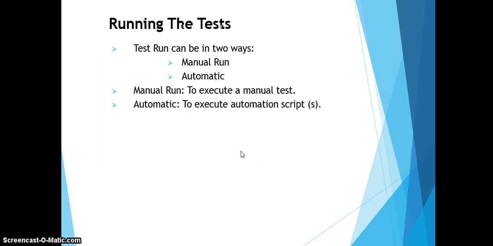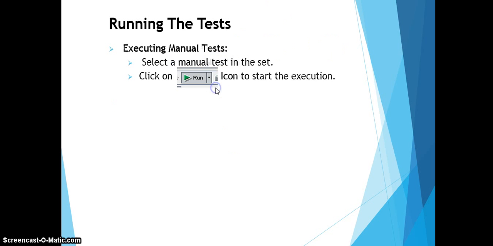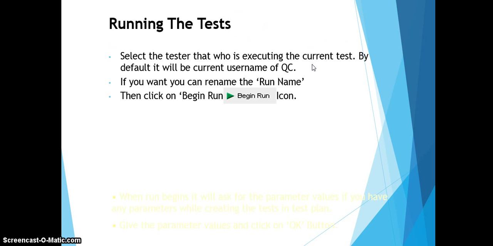The tests can be run both manually and automatically as well, but as part of this session we'll be covering only the manual part. So for executing the test case, you will select the manual test and click on run, right? And then after you select the test case and say run, you may want to give a run name. You can say run 1 for this, or run so and so for this defect reproduction, or whatever. You can give a run name for this, and also select the tester, right? Generally by default Quality Center picks up the user who is logged in.